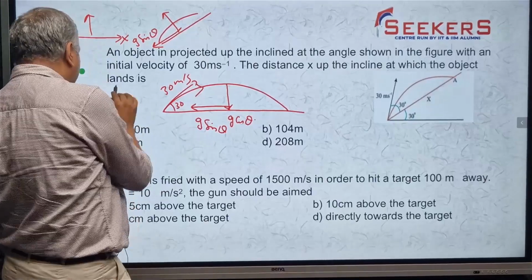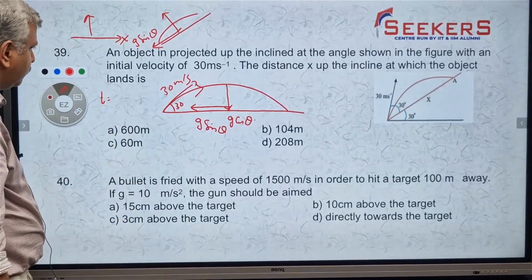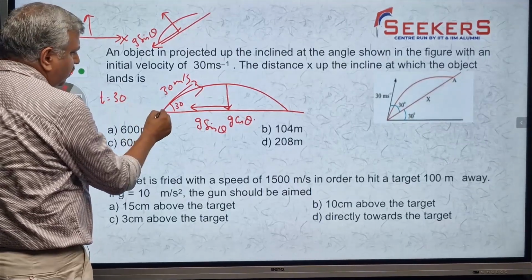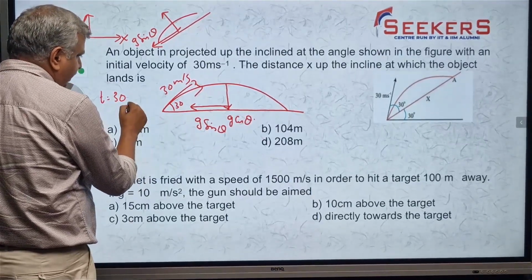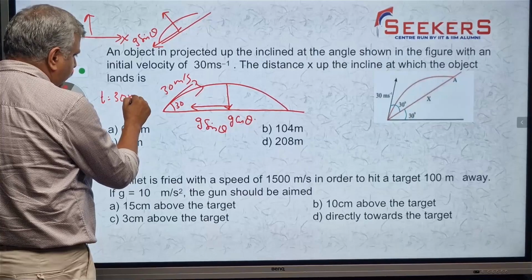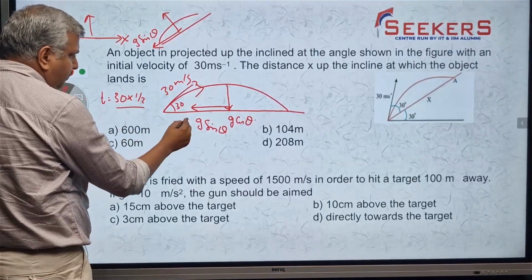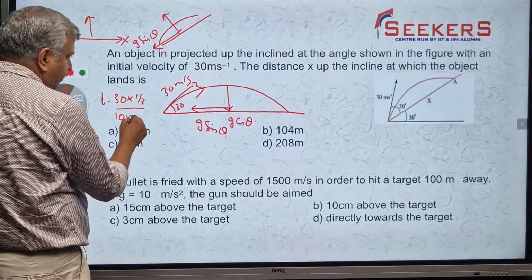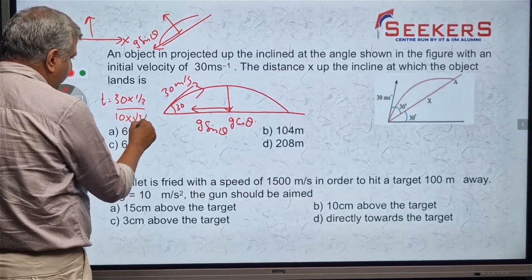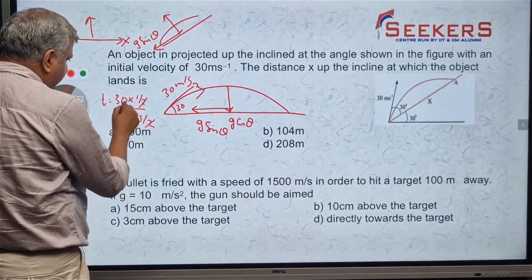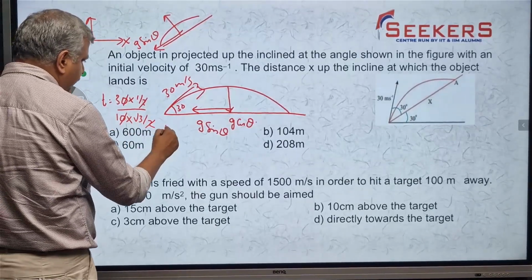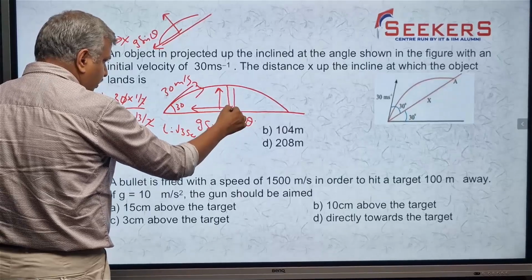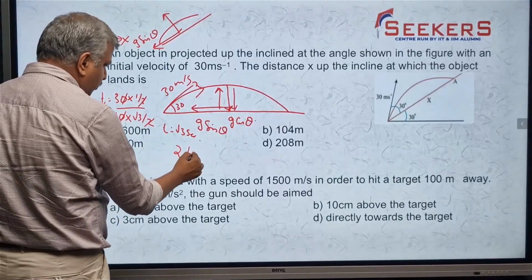So the time of flight, always time of flight is the most important thing. The time of flight going up is equal to 30 times sin 30, which is 1 by 2, divided by the perpendicular acceleration g cos theta. g is 10, cos 30 is root 3 by 2. So the 2 gets cancelled, 10 gets cancelled. So the time to go up is root 3 seconds, and another root 3 seconds to come down. So 2 root 3 seconds.